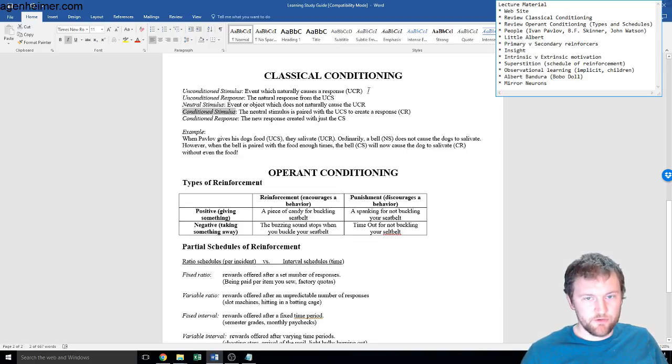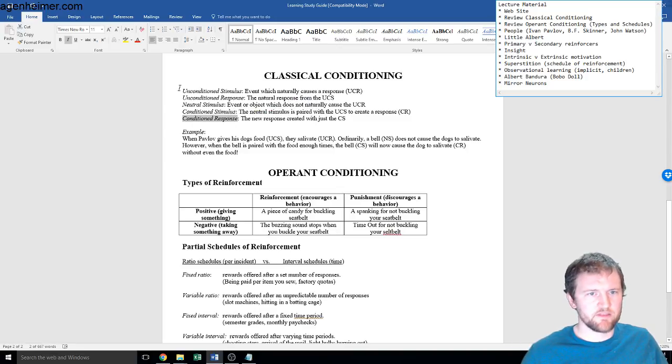So Pavlov, who was the guy with the dog and drilled the hole in the dog's throat, gave the dog food. Food was the unconditioned stimulus because that's something that has an automatic response, which in this case is salivation. The unconditioned response is the automatic response to food, which is salivation. The neutral stimulus was the thing that always comes before the unconditioned stimulus, which in that case was the bell that he rang. The bell becomes the conditioned stimulus once the dog associates the bell with the food. And the conditioned response is the new learned response to the bell.